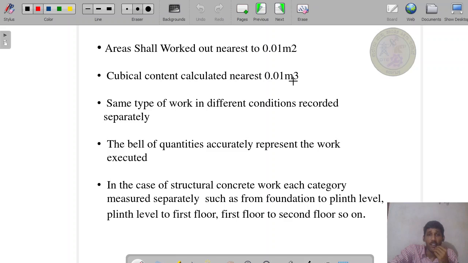Same type of work in different conditions shall be recorded separately. In the case of RCC beams and RCC lintels, the work is the same, all RCC related, but the main item is different: lintel is different, beam is different. That one we have to write and record separately.